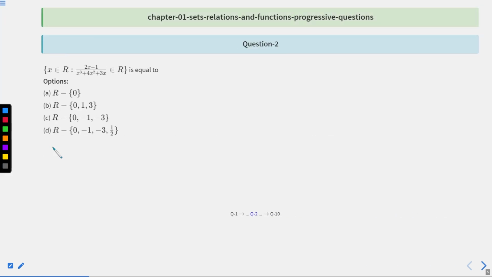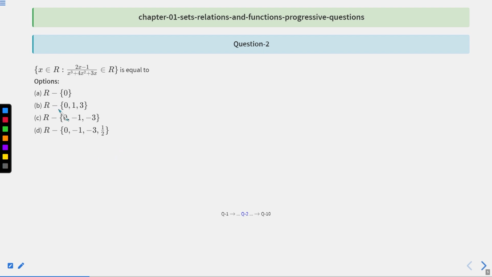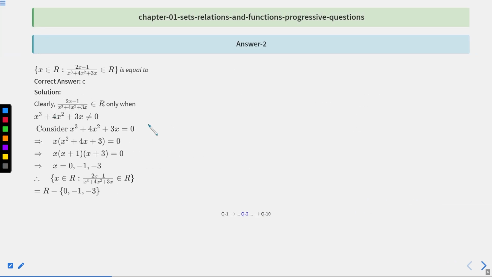Now let's move to question number 2. We have to find x such that x belongs to R, such that (2x - 1)/(x^3 + 4x^2 + 3x) belongs to real numbers. Clearly, if it belongs to real, the denominator should not be equal to 0. So x^3 + 4x^2 + 3x should not be equal to 0.